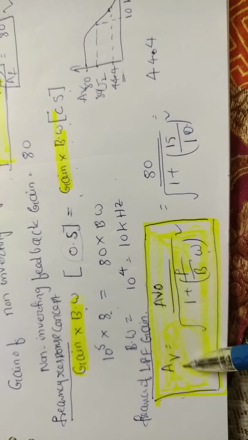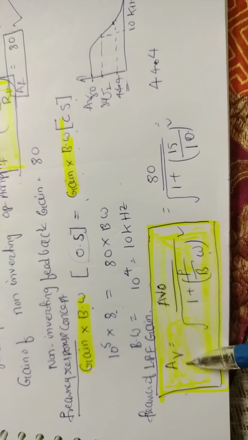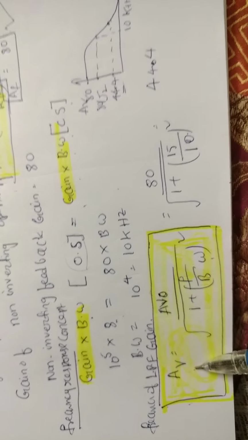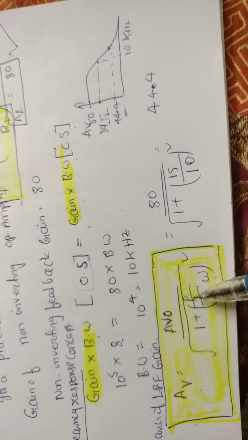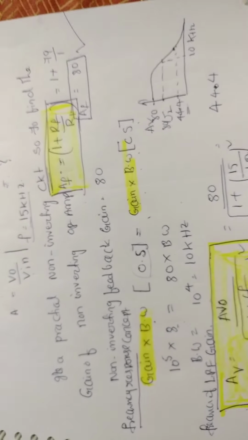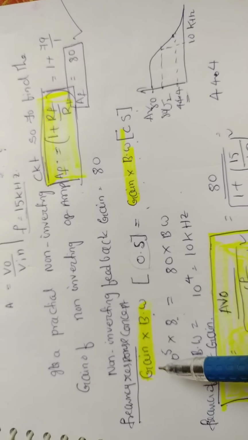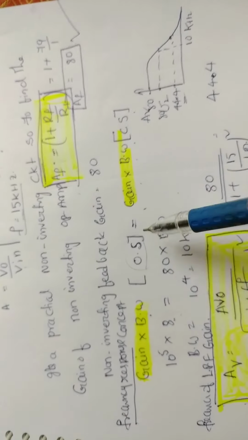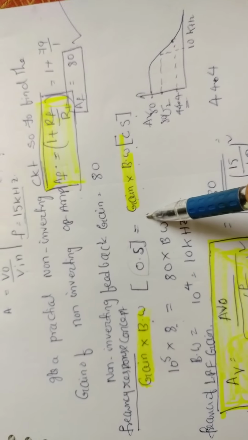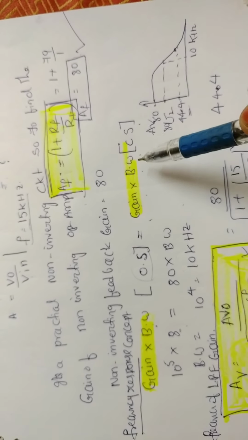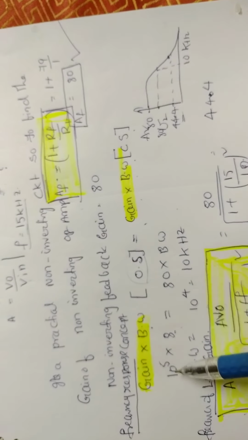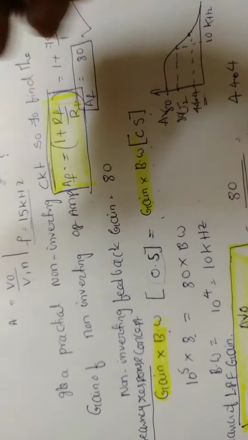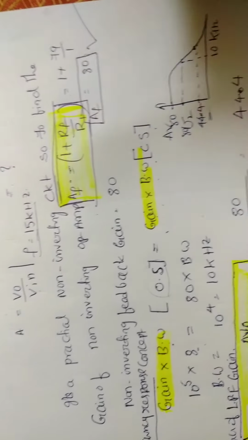The frequency response of a low pass filter: the gain of the low pass filter, AV, equals midband gain by square root of 1 plus F by bandwidth. So here one important rule is that the gain bandwidth product for a closed loop system is equal to the gain bandwidth product of an open loop system. So for the open loop system, what is the gain from the given problem? 10 power 5.